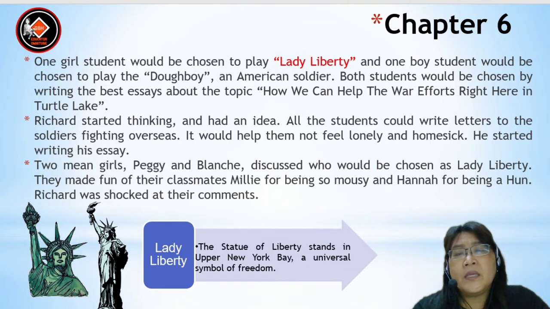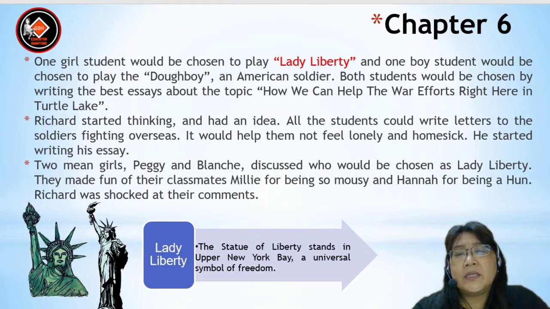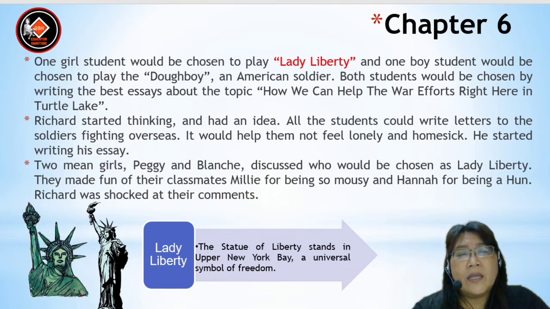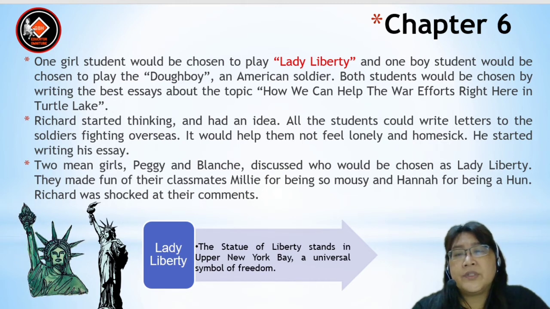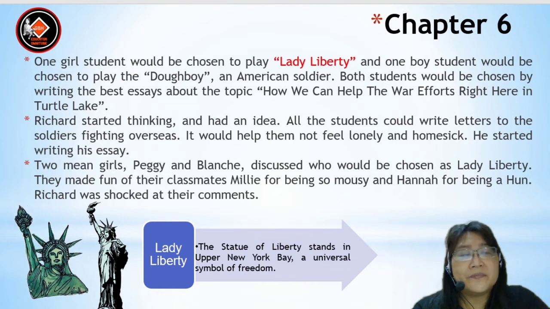Two mean girls, Peggy and Blanche, discussed who would be chosen as Lady Liberty. They made fun of their classmates Millie for being so mousy and Hannah for being a hunk. Richard was shocked at their comments. Lady Liberty: the statue of Lady Liberty stands in the Upper New York Bay, a universal symbol of freedom.